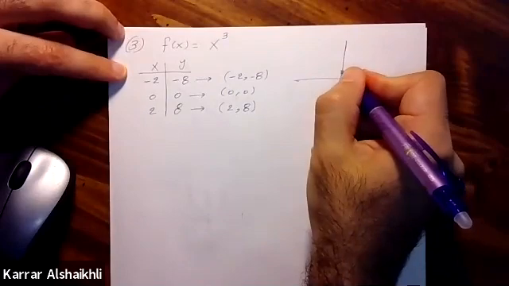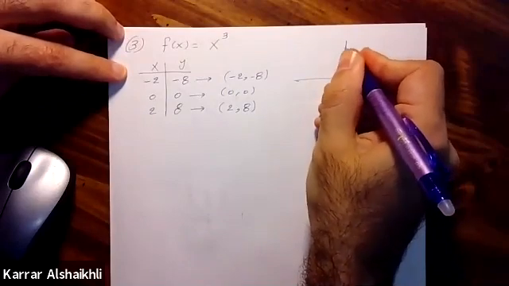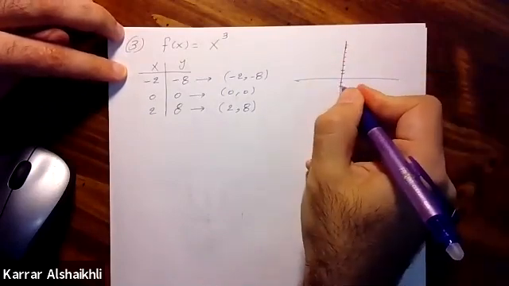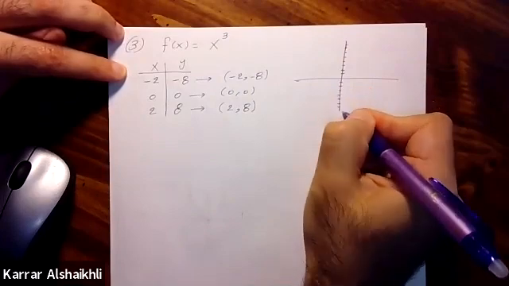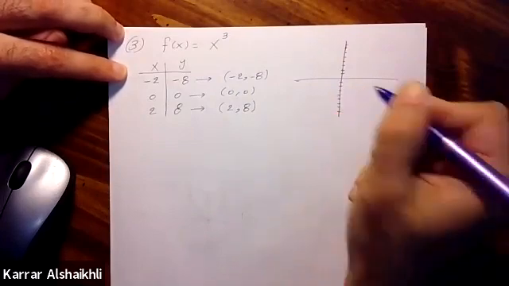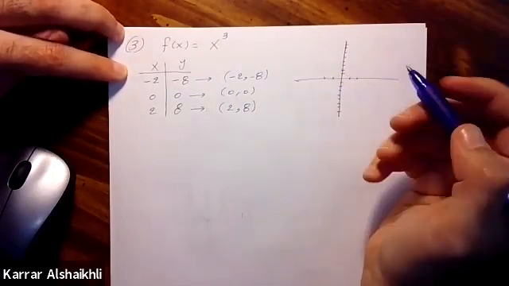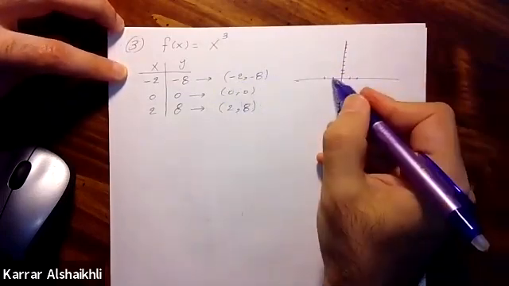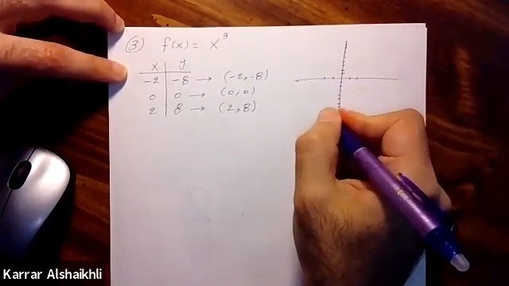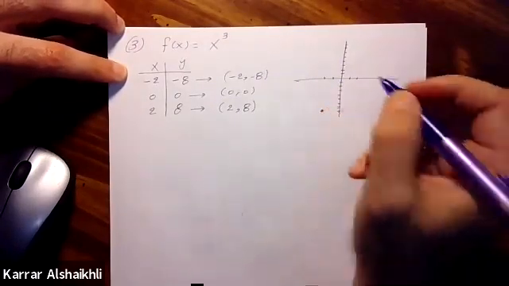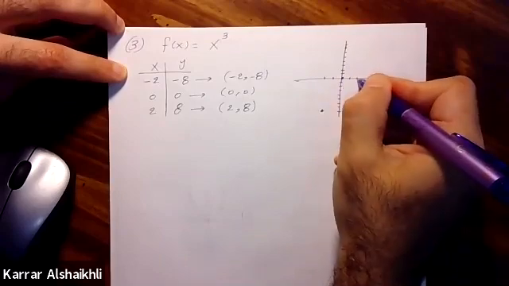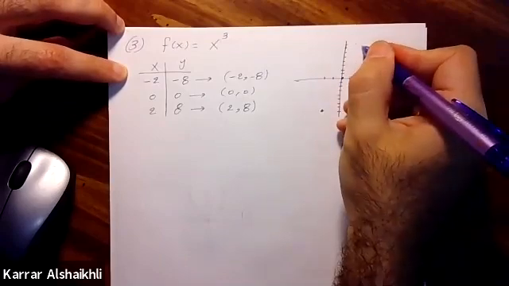So here is 1, 2, 3, 4, 5, 6, 7, 8. 1, 2, 3, 4, 5, 6, 7, 8. So now the first point, -2 and -8, is going to be here. 0, 0, and 2, 8 is going to be here.